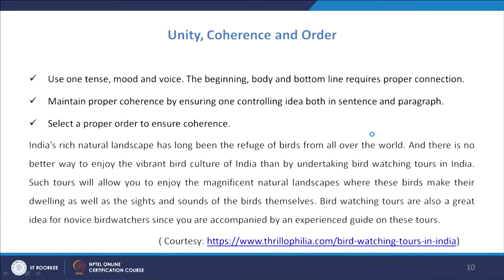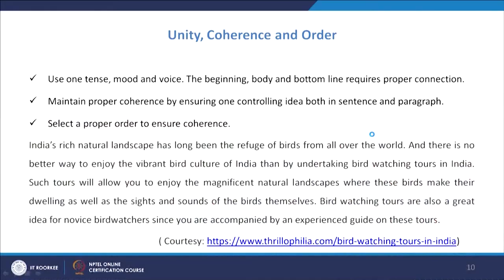So, in order to maintain coherence, you can ensure coherence by ensuring controlling ideas, I mean single controlling ideas, not only in a sentence but in a paragraph. That is why the rule for paragraph formation is that in one paragraph you have to talk only about one idea, and only then your paragraph will become effective. And that is why you will find that paragraphs are just transitions. They actually provide relief to the eyes of the readers.